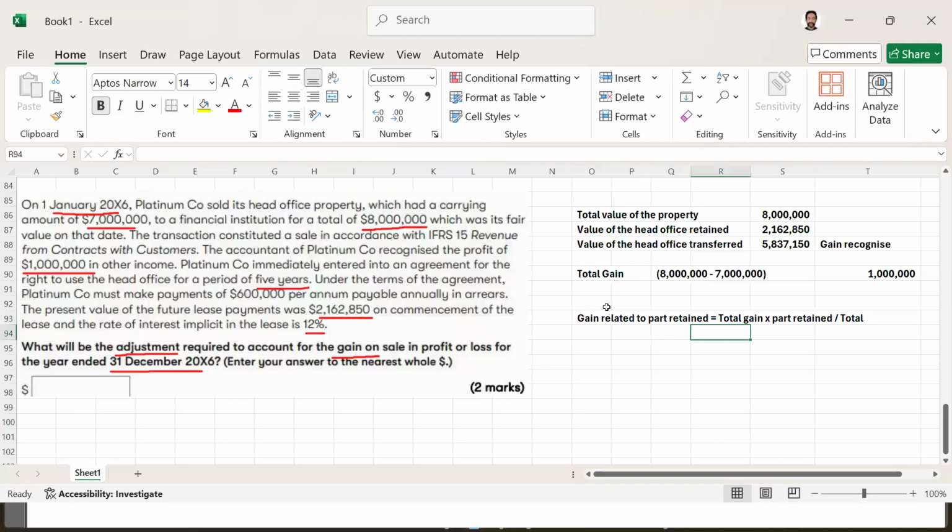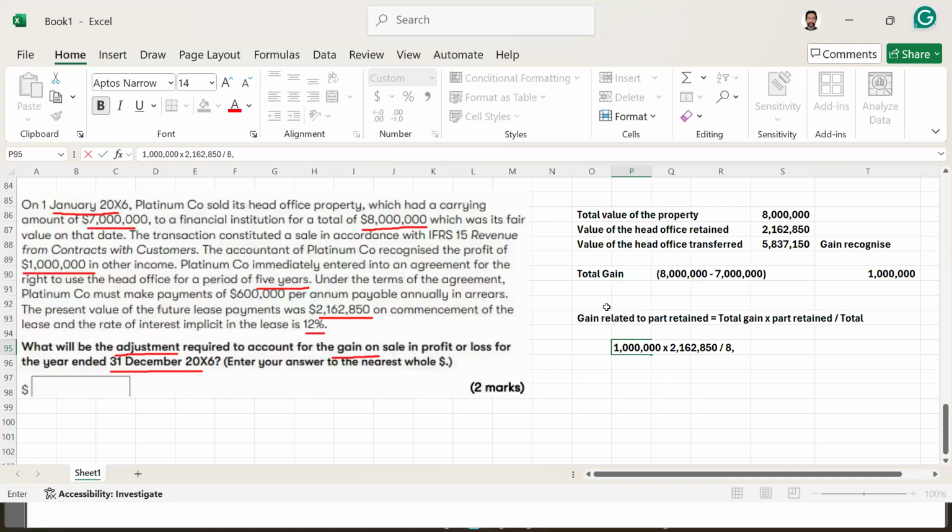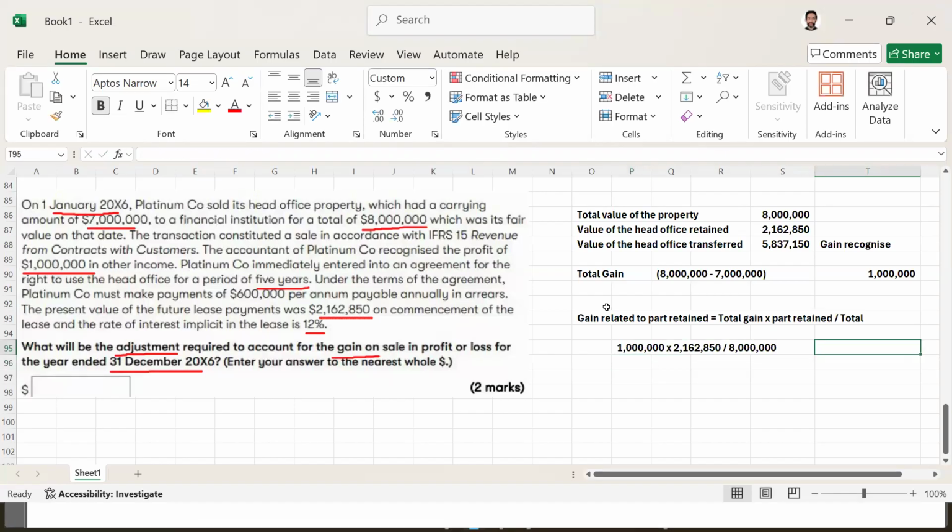So the total gain is 1 million. We multiply that by the part retained, which is 21,850, and we divide this by the total, which is 8 million. And we will get the value. So this is the gain related to the part retained. We usually do not recognize it, but in this case, since they have recognized the whole thing, when we make the adjustment for this one, automatically the gain that is left will be for the part that has been transferred. So let's do the calculation here.